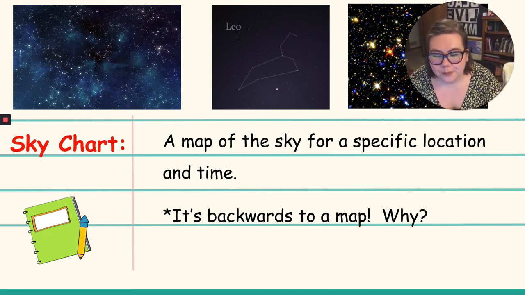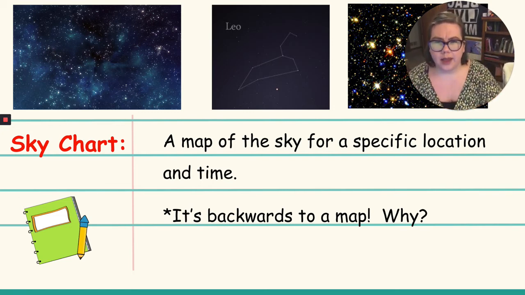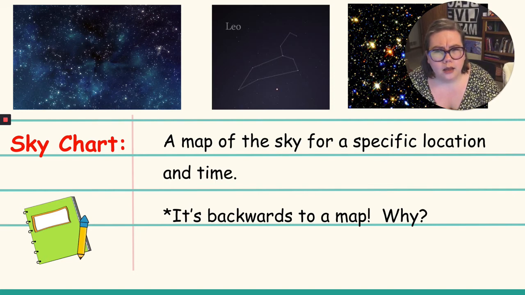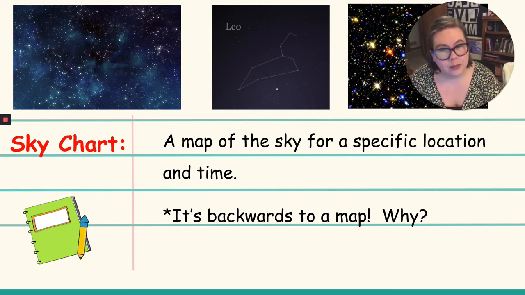Now, when you look at a star chart, you'll notice that west and east seem to be backwards. They're not on the side you would expect. I want you to take a moment. I'll give you the answer in a couple of slides, but try to figure out why it would be backwards. And again, sky chart here is a vocabulary word, so make sure you get that in your vocabulary page.